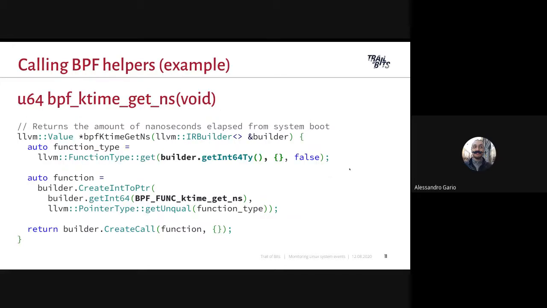Here's an example for the ktime_get_ns helper. You can see from the function type that we're not going to pass any parameter, and that we are expecting a 64-bit integer as a result. The call destination, as I mentioned, is the enum value found in the BPF header.